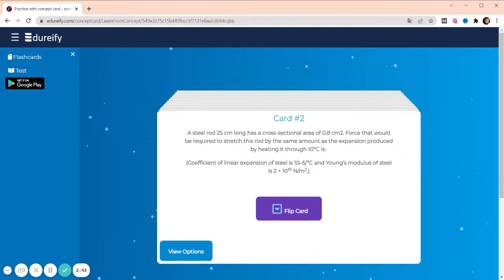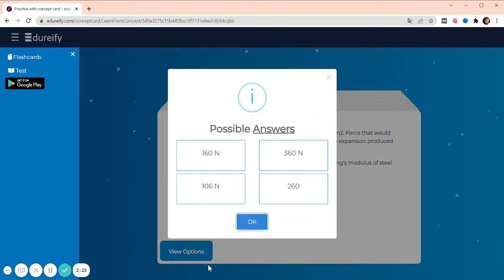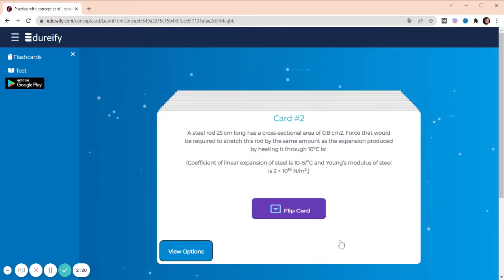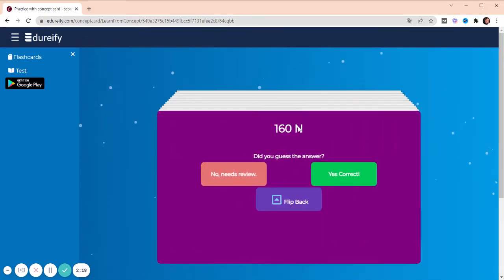Next question. A steel rod 25 centimeter long has a cross-sectional area of 0.8 centimeter squared. The force that would be required to stretch this rod by the same amount as the expansion produced by heating it through 10 degrees Celsius is this. So let's check the possible answers. Okay, flip the card and see. It's 160 N.